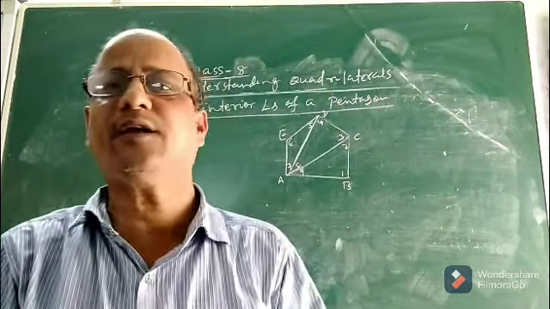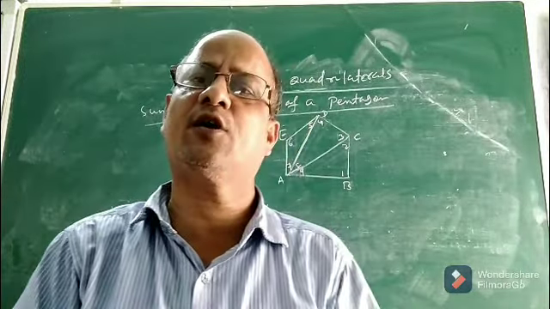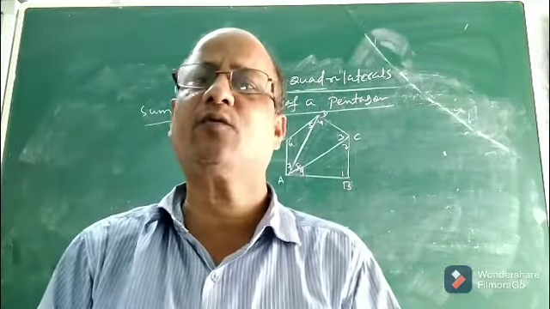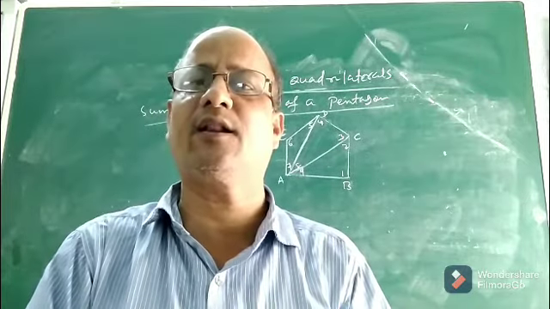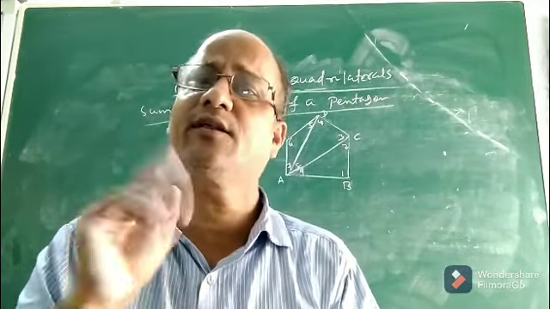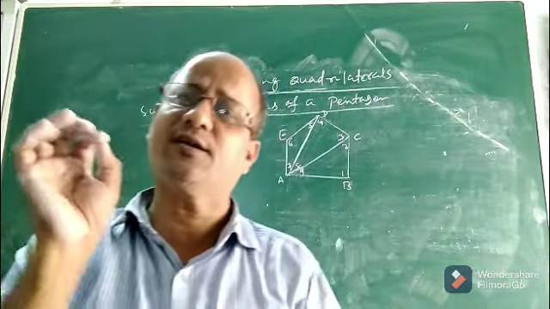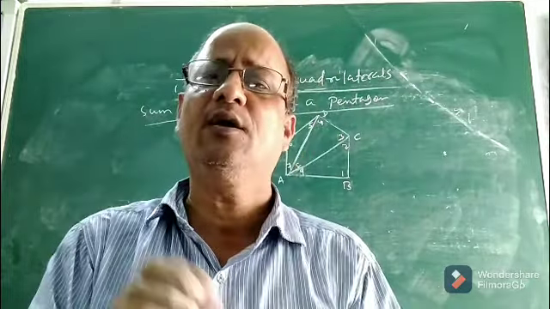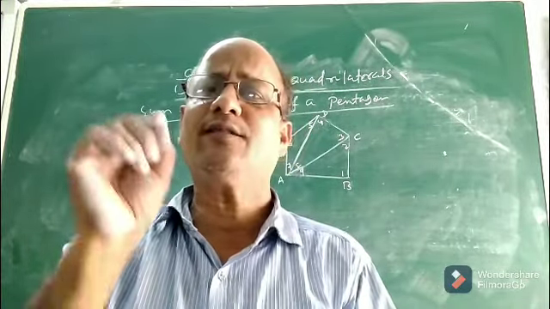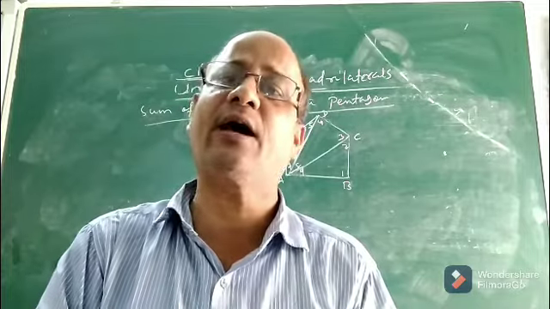Children, in the previous class I discussed how to find the sum of the 4 interior angles of a quadrilateral, and it was found to be how many degrees? 360 degrees. How the proof was done, I hope you must have understood. Now let us find out what is the sum of interior angles of a pentagon.